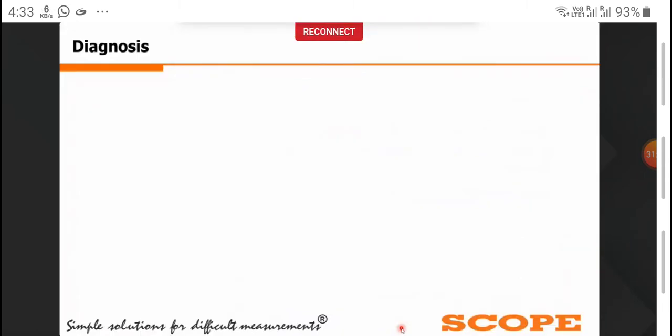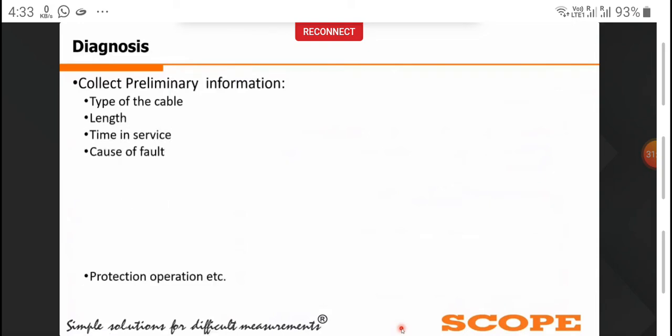the correct approach step by step. So I will explain the diagnosis process in detail. In the diagnosis process, we first collect preliminary information, like what the type of cable is. We note down what type of insulation, what the rating of the cable is, what the cable size is, etc.